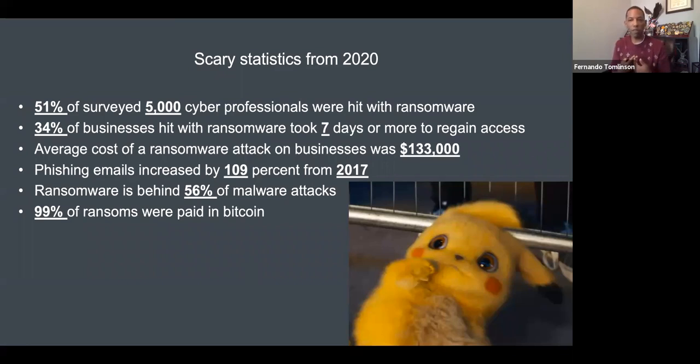51% of 5,000 cyber professionals who were surveyed were hit with ransomware. Wow. 35% of those businesses, right? It took them 7 days or more to regain access. Interesting. The average cost on a business, $133,000.